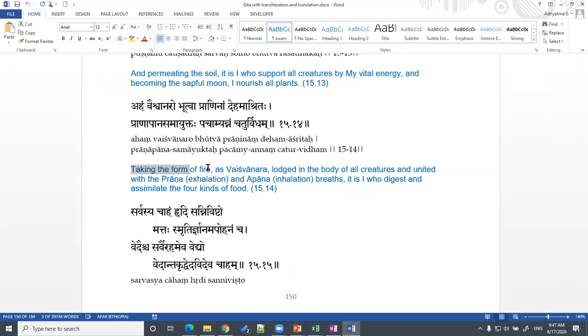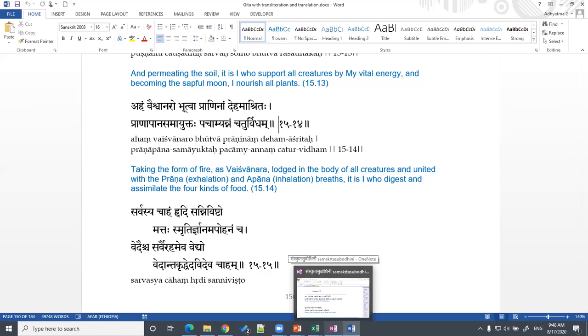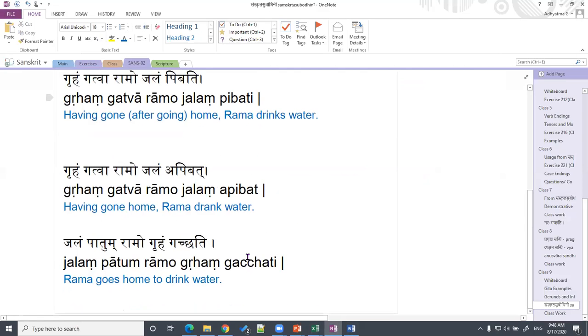Is tum only used as to do? Are there examples of other usage of it, if they exist? So the tum pratyaya, as I told you, is used in the sense of the purpose for which you are doing the previous action. That is the idea. So jalam patum ramo gruham gacchati: to drink water, Rama goes home. When I say to drink, it is in the sense of a purpose for which you are doing the previous action. That is the idea of tum.